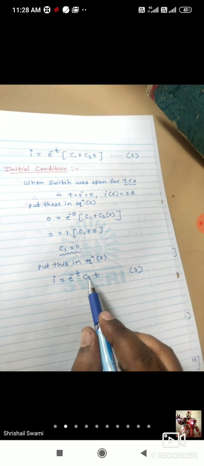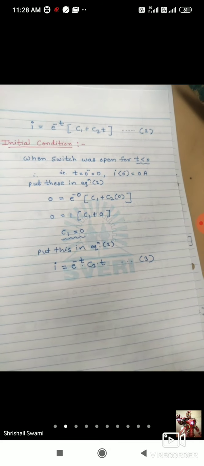आता आपल्याला आता c2 काढायचे आहे. So how to find out c2 value now? Again use the initial condition.